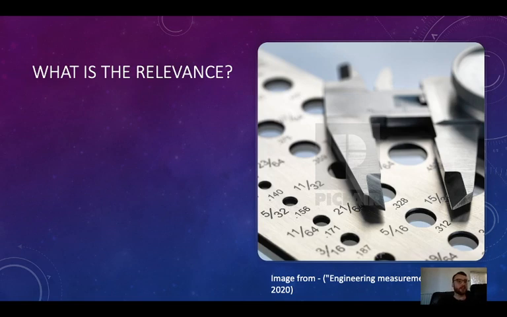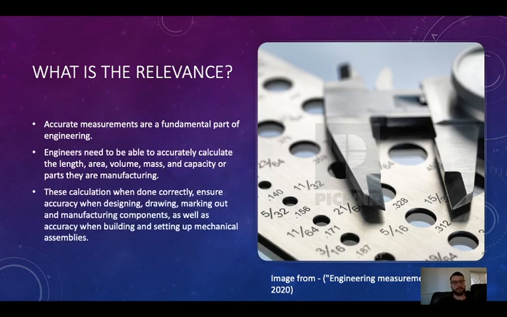Accurate measurements are a fundamental part of engineering. Often we will need to work out certain measurements as well. So you've got a technical drawing, it's not going to give you every piece of information on it, you're going to have to work a few little bits out. This can be to help us design, mark out and manufacture parts as well as setting up certain assemblies.